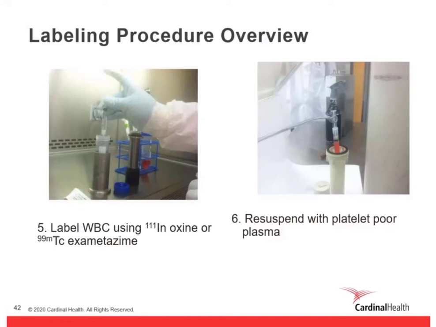Finally, our last step, we're going to resuspend this patient's blood with the platelet-poor plasma that we obtained in the beginning. So we're using this patient's very own plasma to resuspend this, so that you're going to be re-injecting a volume of anywhere from 3 to 4 mL.